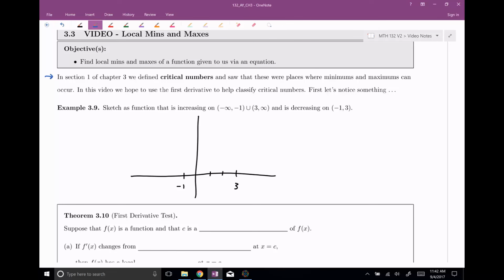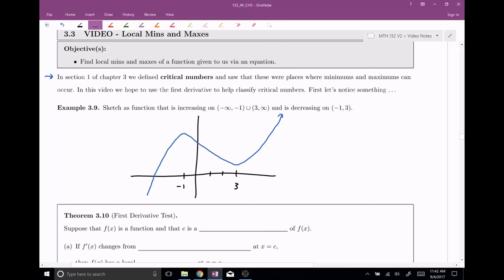All right, so increasing from negative infinity until negative 1. So that means we're going up, up, up, something like this. And then from negative 1 to 3, we start decreasing. So maybe I'm going to level off a little bit, and then I'm going to start decreasing from negative 1 to 3. So something like this. And then at 3, we start increasing again. From 3 into infinity, we're increasing, so something like this.